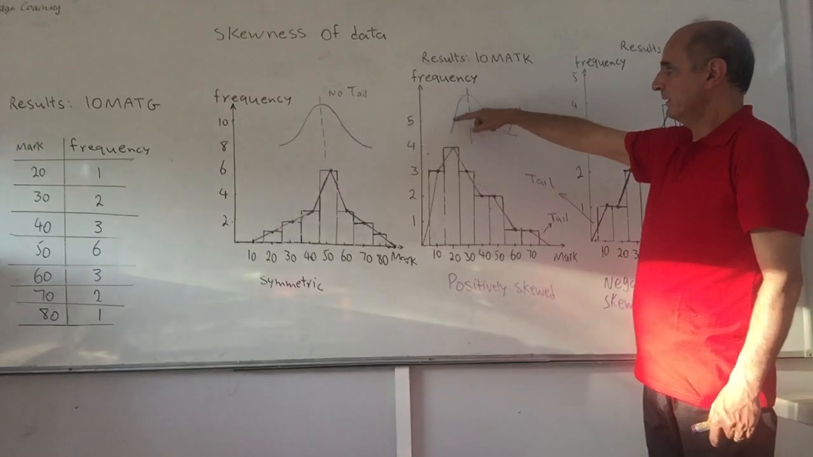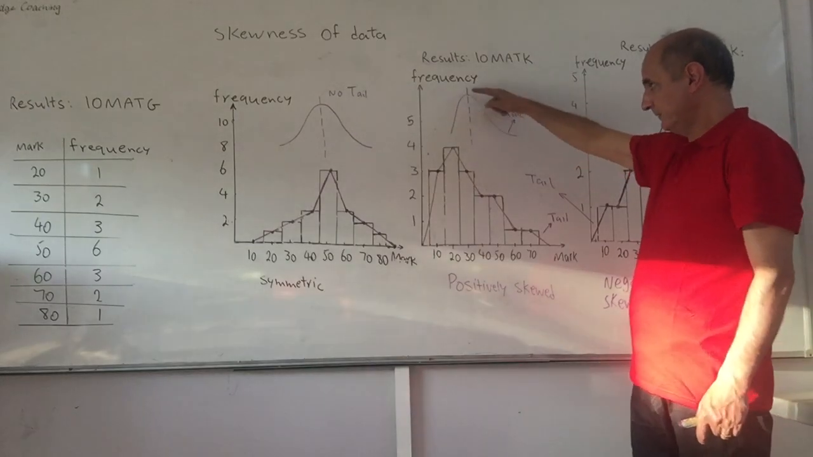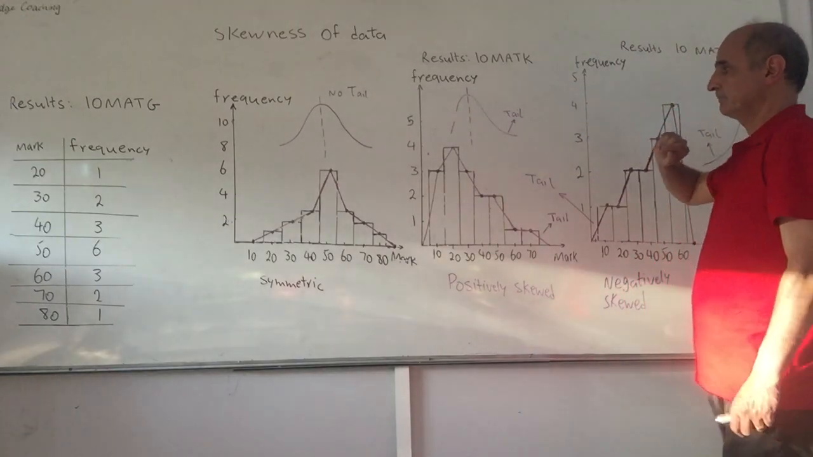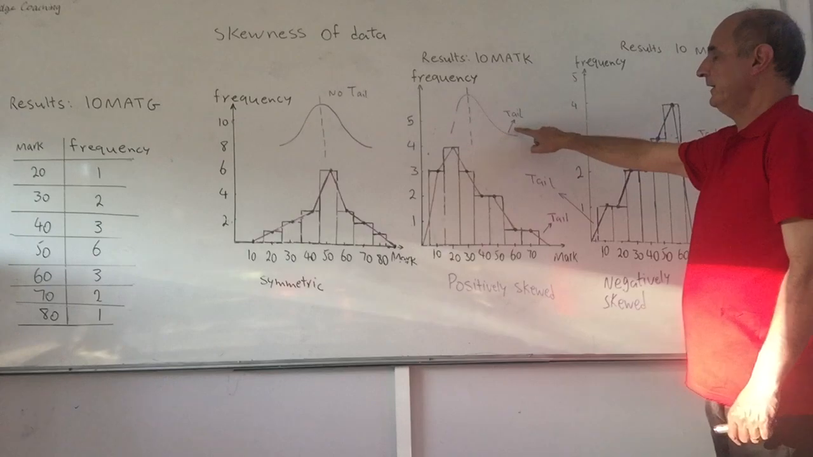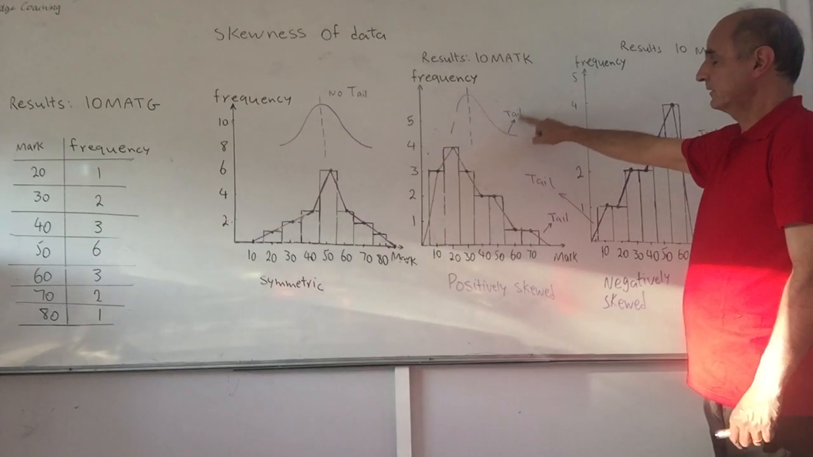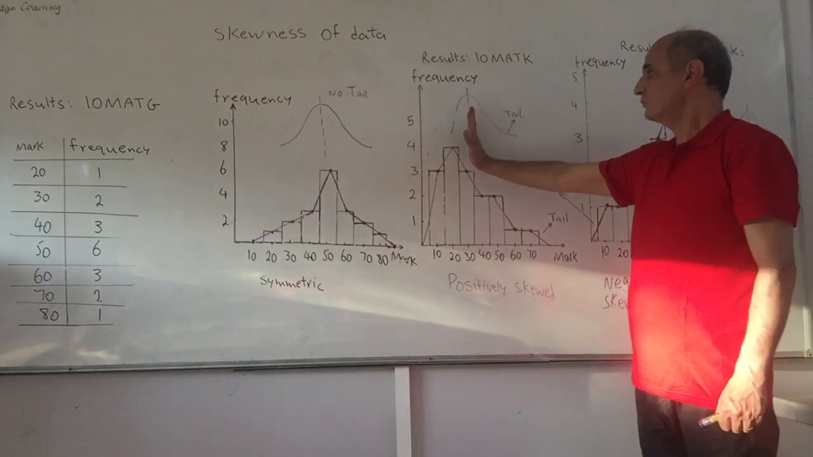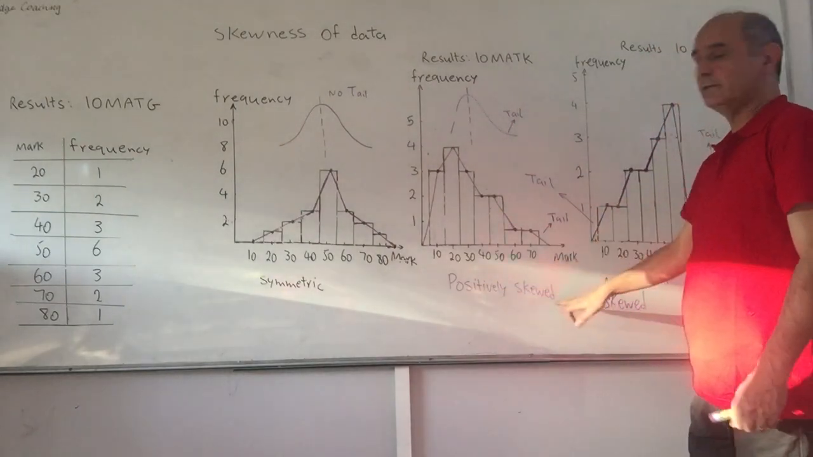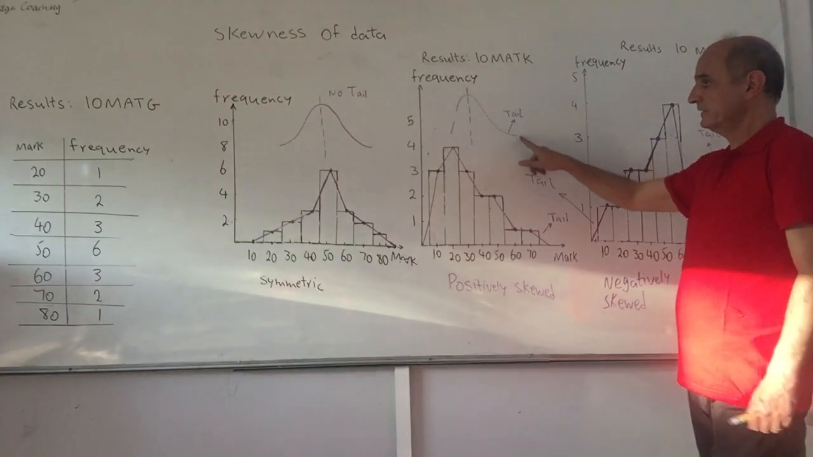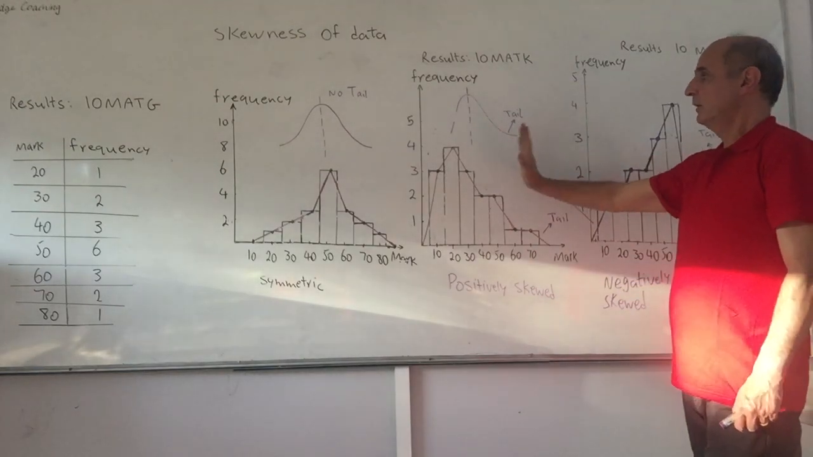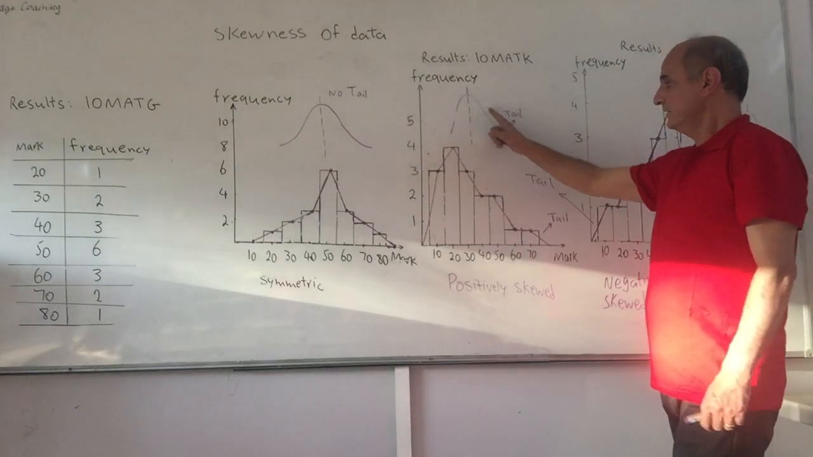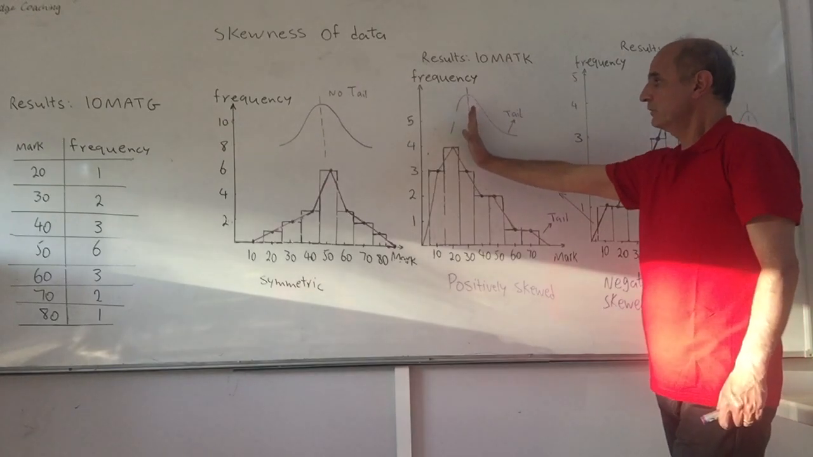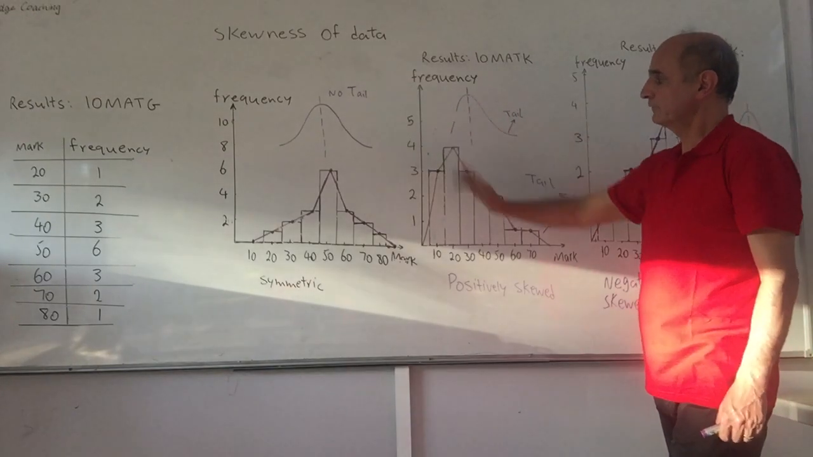Or if I want to draw it as a smooth curve, it will be like that. Peaks here suddenly and then continues to the right. And here, this is called the tail, and the tail is towards the larger values. So we call this positively skewed. So this is positively skewed because this polygon or this curve continues more to the right than to the left.